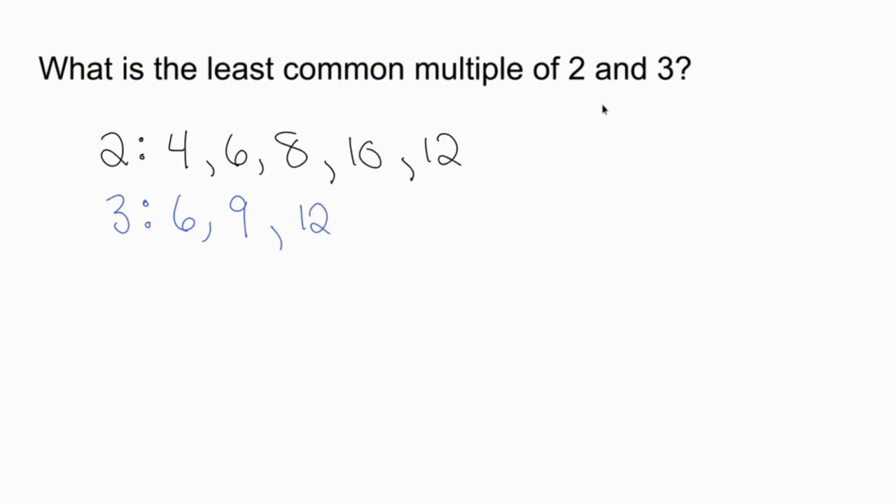The least common multiple is the first multiple in common between these two groups. So I don't have to go any further. In fact, I went way too far already by doing all of these. I already have a 6 and a 6 in common right here. So my least common multiple, sometimes called the LCM, is going to be 6 because it's the smallest multiple in common in both groups.